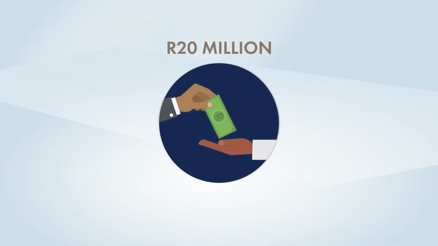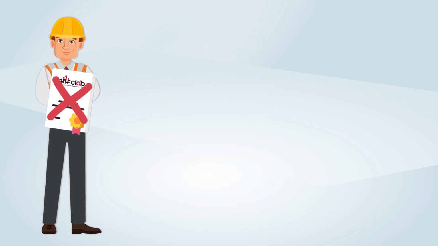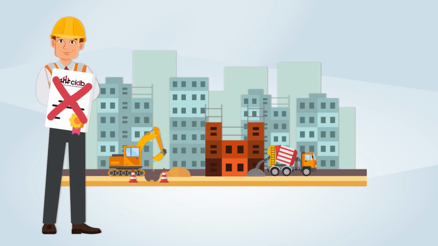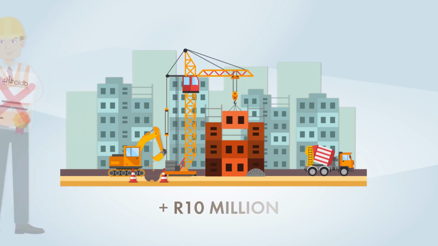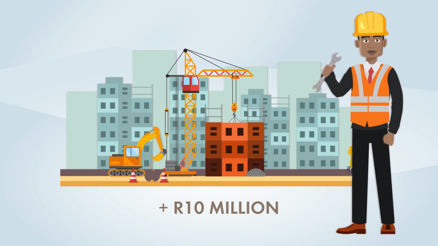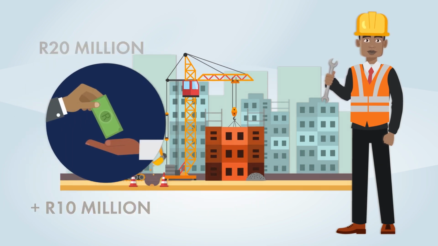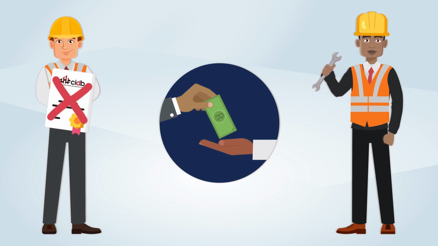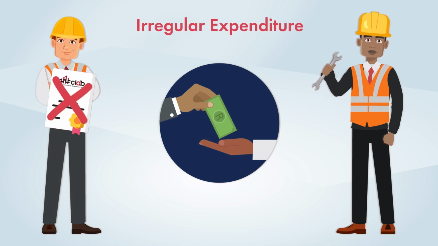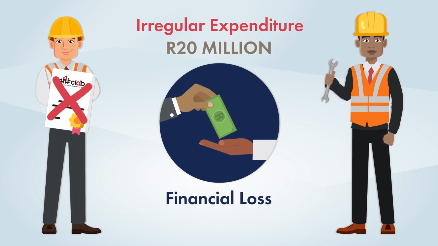An award of 20 million rand was made to a supplier that did not have the required CIDB grading for the construction of a building. Extensive remedial work to the value of 10 million rand was subsequently carried out and paid by the auditee to rectify defects through different suppliers, in addition to the 20 million rand. All payments to the supplier that did not have the required CIDB grading would be irregular expenditure amounting to 20 million rand, whereas the financial loss would be 10 million rand.